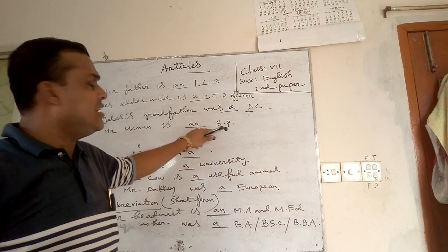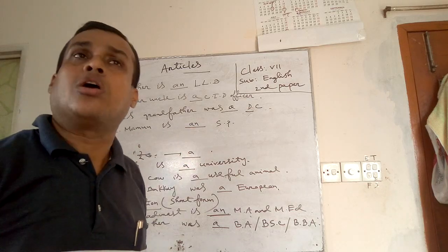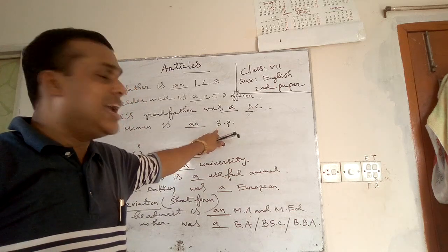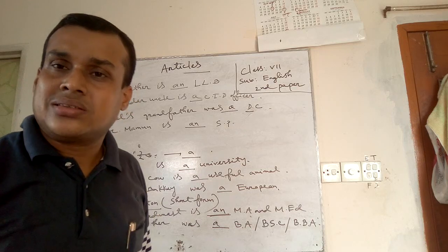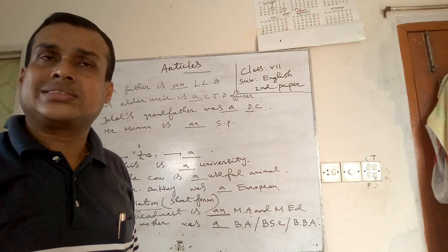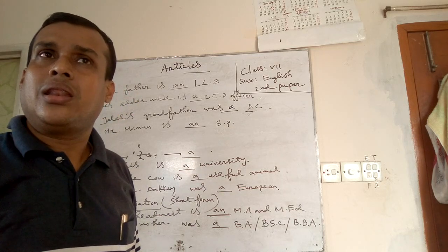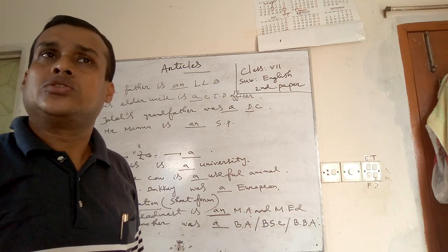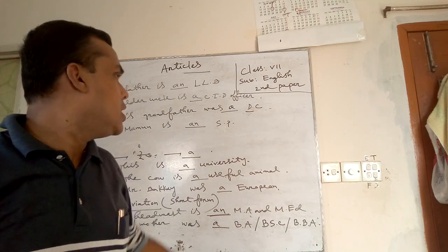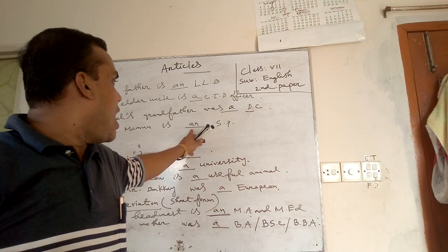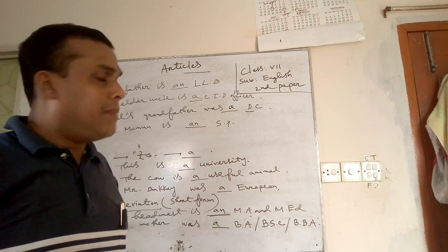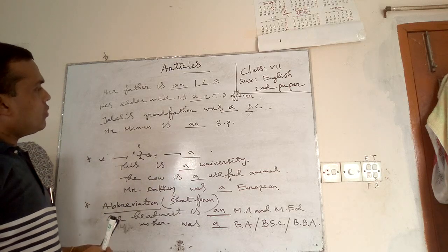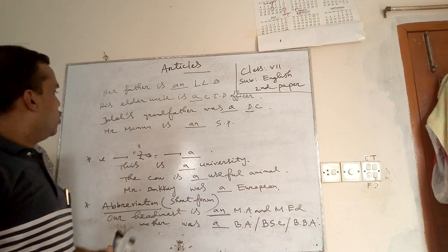Mr. Mamun is an SP. You pronounce the first letter of SP, S, elaborately, "es". The vowel sound comes first in the pronunciation of the abbreviation, so we should use an in the blank. So you can follow the rules.